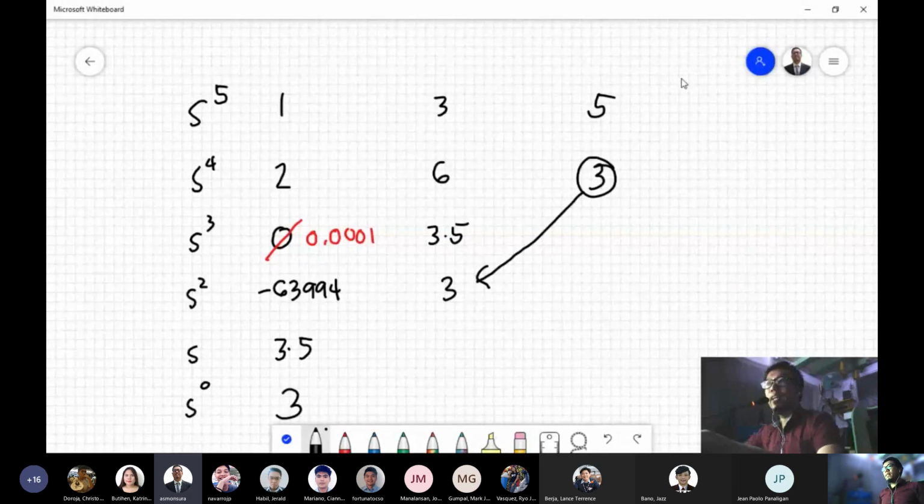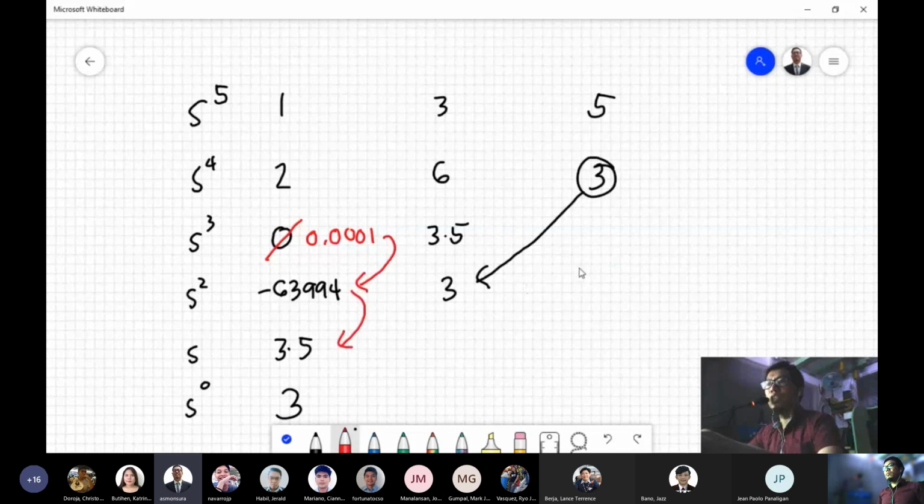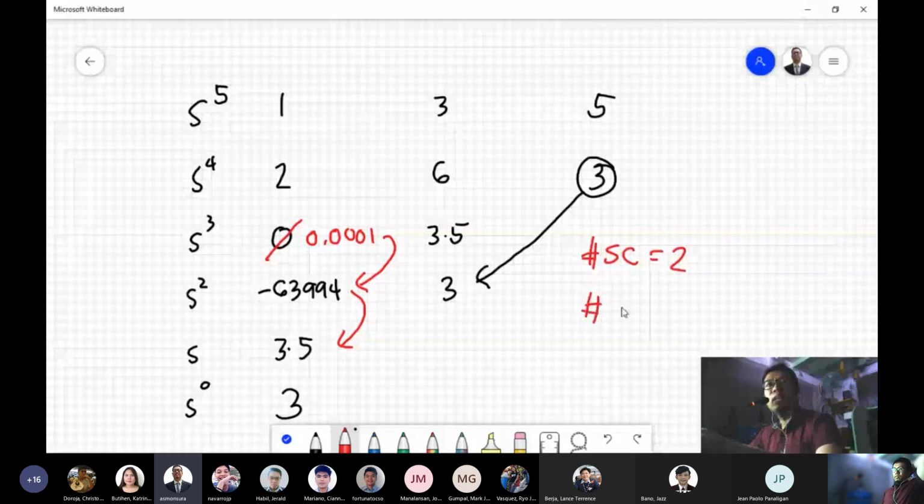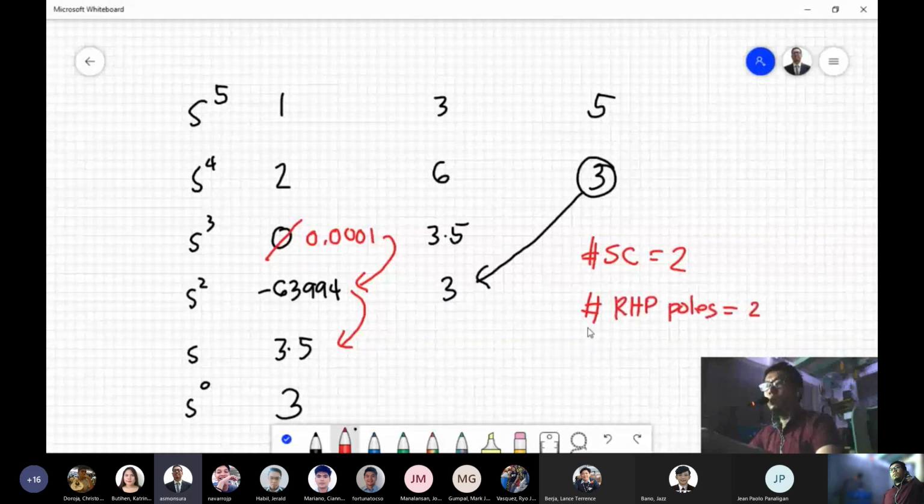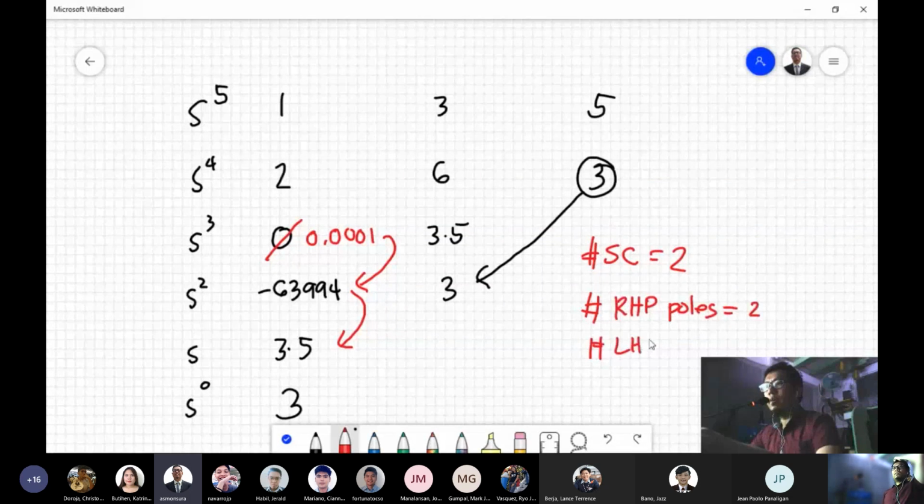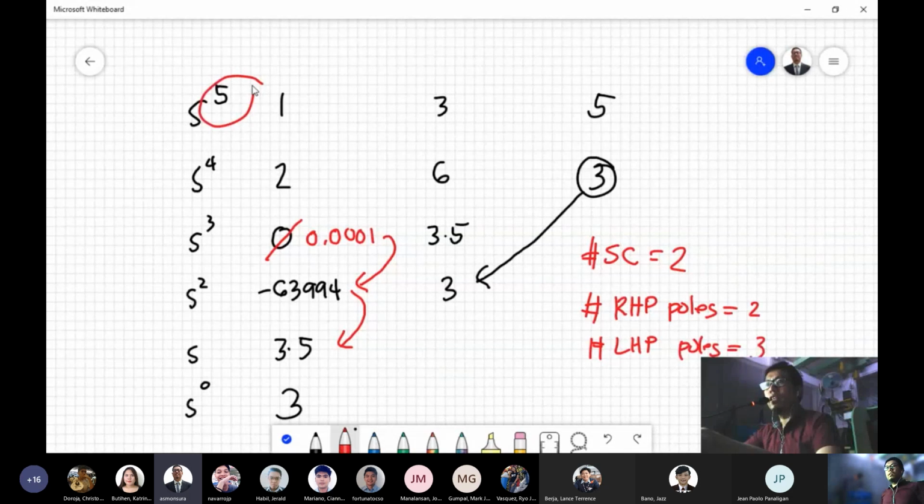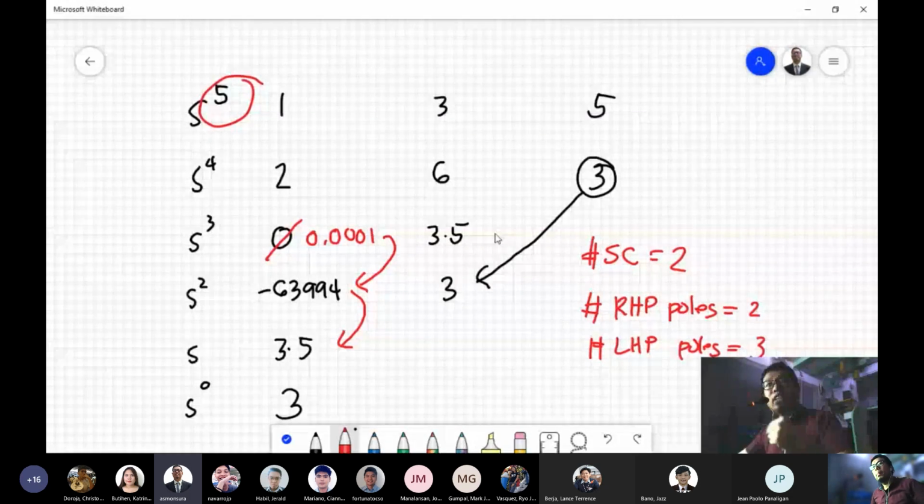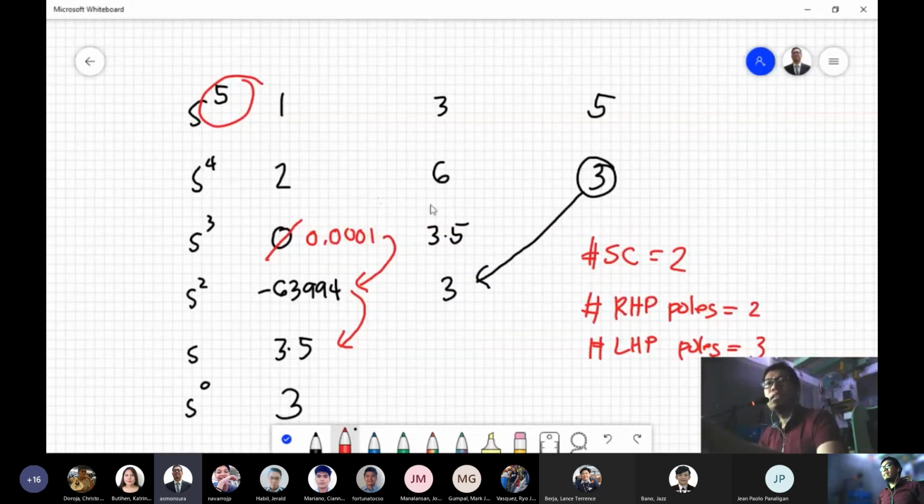So from there, we get one and then two sign changes. The number of sign changes that we have equals 2. Therefore, the number of right half plane poles is 2, and the number of left half plane poles is 3, because 5 is our highest degree. Now, what you will do is repeat this, but this time, this is negative. Let's see.